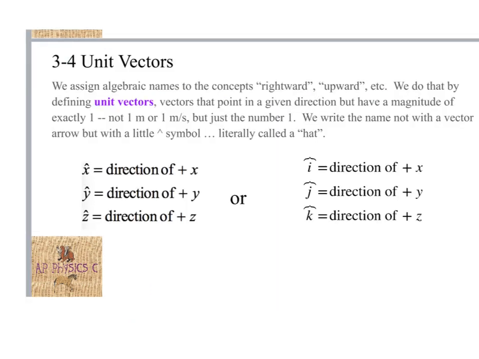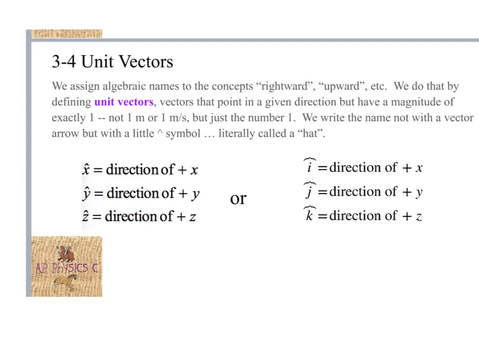An important usefulness for writing this, it's nice to be able to just write equations and not have to hold the components in your head separately. So we assign algebraic names to the concepts of rightward and upward. We define something called unit vectors. These are vectors that point in a given direction, but have a magnitude of exactly 1. Not 1 meter or 1 meter per second, but just the number 1. They are essentially pointing in a direction without conveying any particular magnitude of their own. We write the name not with a vector arrow, but with a little caret, a symbol which is literally called a hat. So we have x hat is the direction of plus x, y hat is the direction of plus y, and z hat is the direction of plus z.